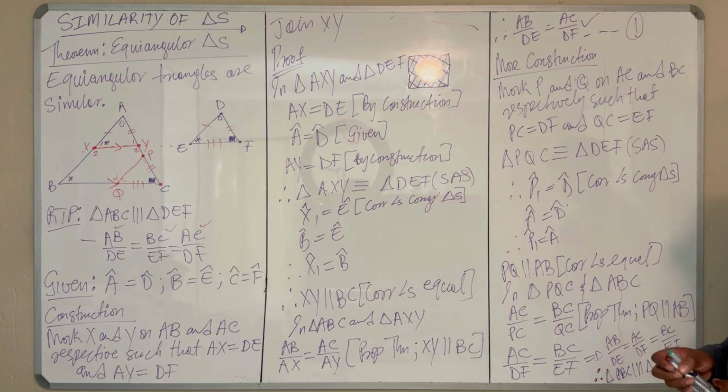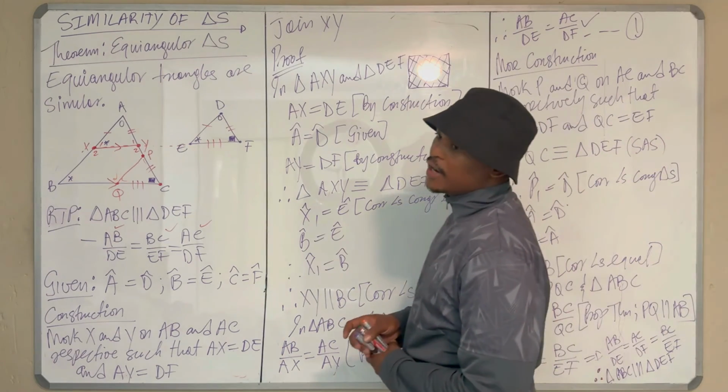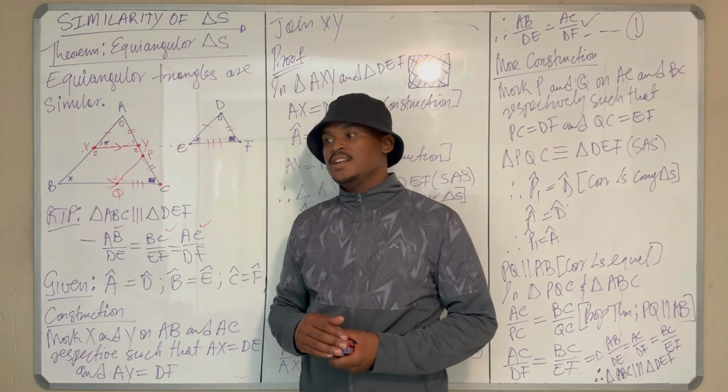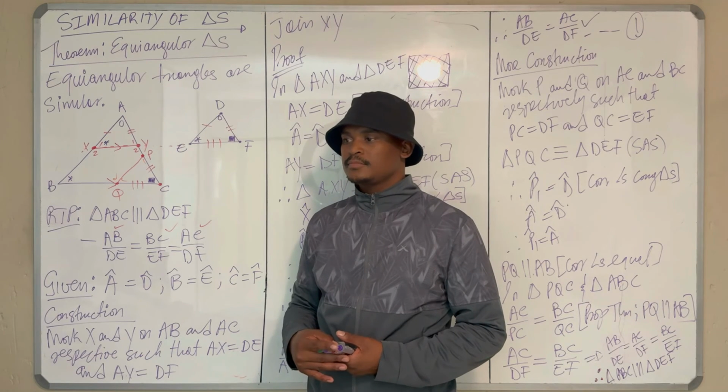I'm not sure if that makes sense. Yes. It does make sense. All the ratios are in proportion, and all the corresponding angles are equal. So we are safe to say these two triangles are similar.